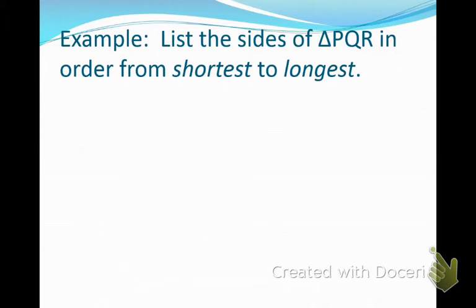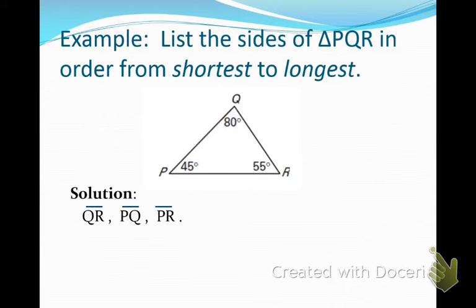List the sides of triangle PQR in order from shortest to longest. What would be the shortest side in this triangle? Allie? Yeah, QR. It's across from 45. 45 is the smallest angle. So QR would be first. QP would be next because it's across from the 55, and then the one across from the angle of 80 is PR.